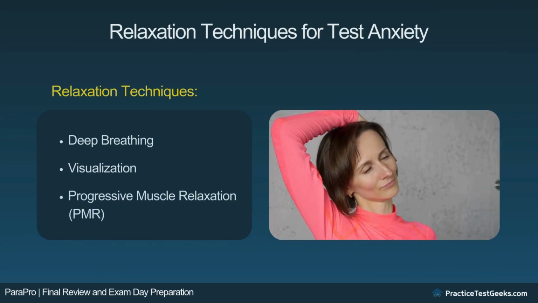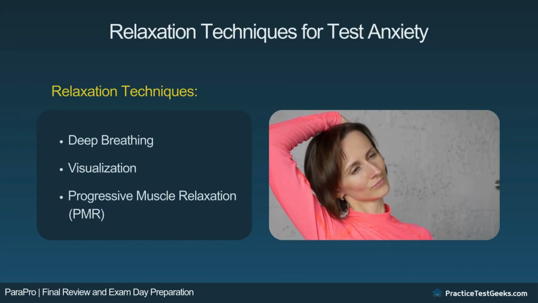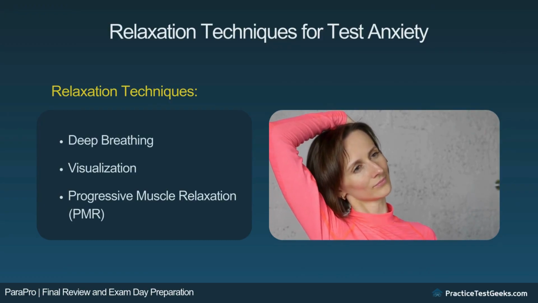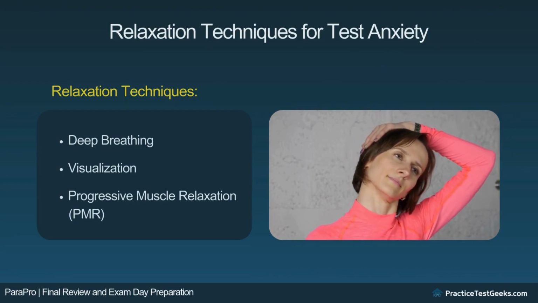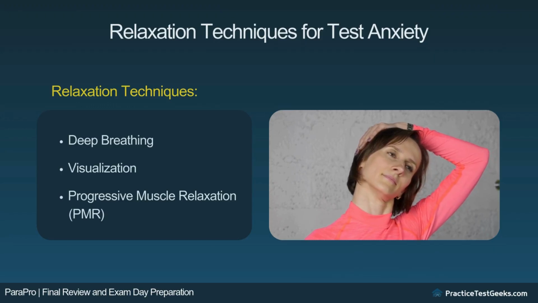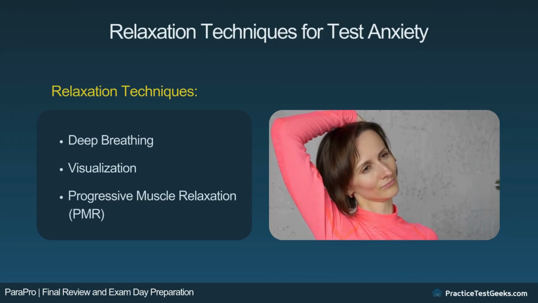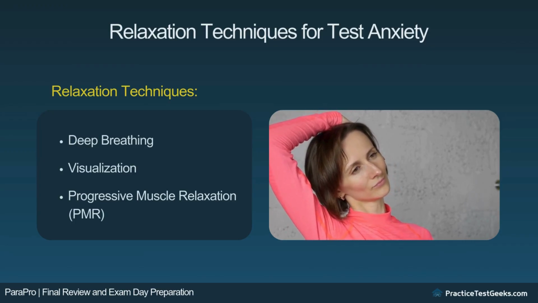3. Progressive muscle relaxation. Starting with your toes, tense each muscle group for 5 seconds, then relax it for 10 seconds. Move up your body, from your legs to your shoulders and neck, finishing with your face. Why it helps. PMR reduces muscle tension and helps to release stress in the body, allowing you to feel more relaxed and centered.